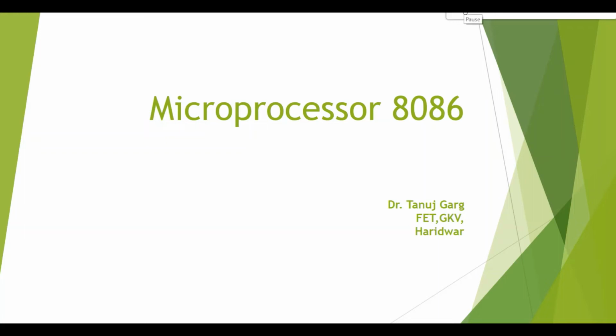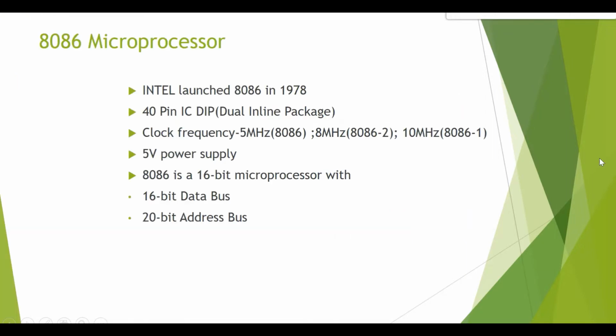Hello everyone, today we start with the 8086 microprocessor. As we know, in the 8085 microprocessor there are certain limitations. 8085 is an 8-bit microprocessor, which means we can do operations only on 8-bit data, and it has 16-bit address lines. That means the maximum size of memory that can be interfaced with the 8085 microprocessor is 64 kilobytes.